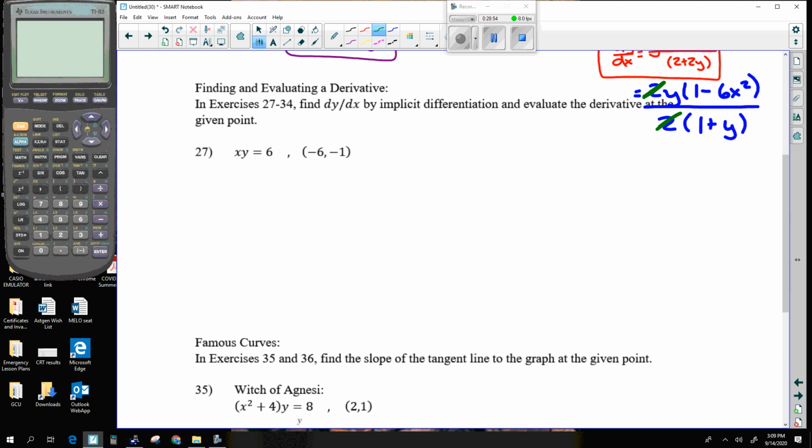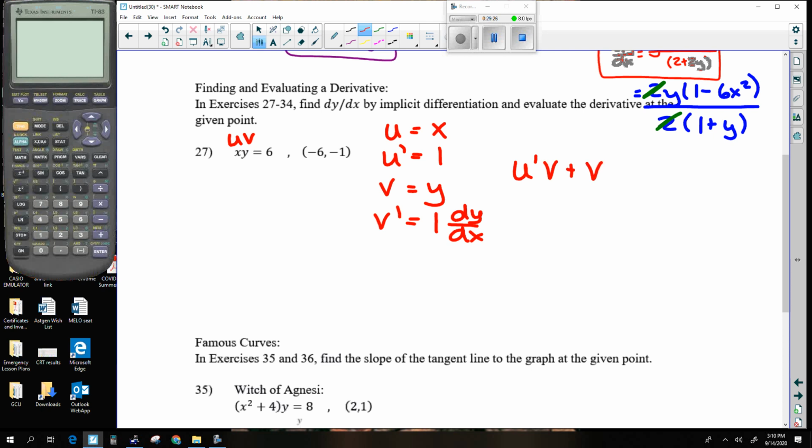All right, so we're supposed to differentiate this implicitly, and then we're going to evaluate it at a point. Okay, so you'll see what to do. Here we go. The first is again u times v, so u is x, v is y. So u prime is 1. V prime, however, is 1 times dy dx. So just think about what a u prime v plus u v prime would look like.